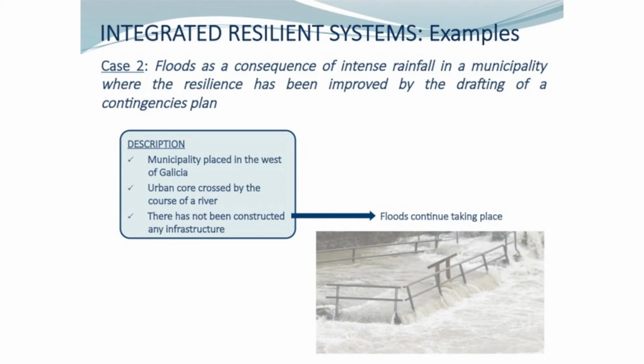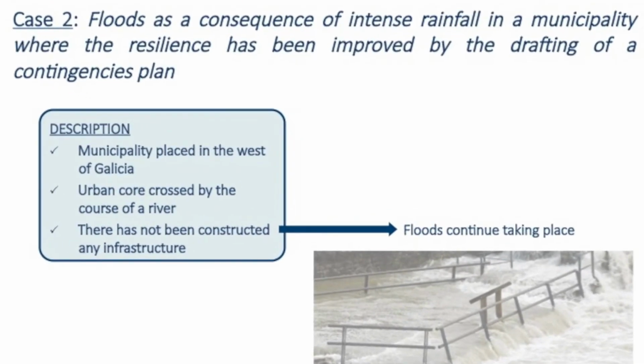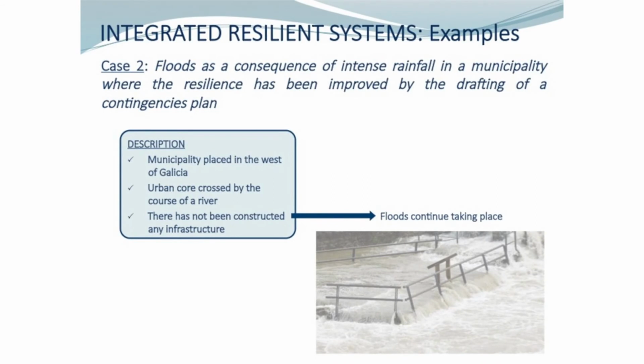Case Study 2. Floods as a consequence of intense rainfall in a municipality where the resilience has been improved by the drafting of a contingencies plan. In this second case, we take as an example a municipality adjacent to the previous one that also presents risk of floods due to being crossed by the same river. In this town, no infrastructure that reduces the risk of flood has been constructed. As a consequence of this, frequent floods continue taking place, maybe even more frequently than previously.